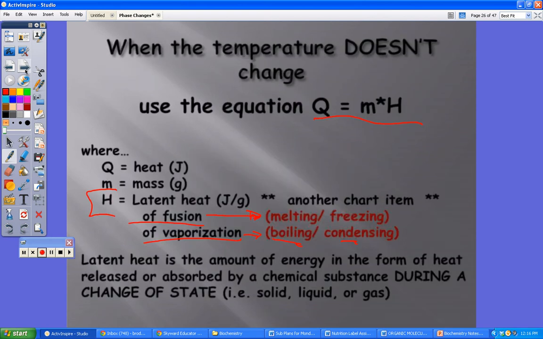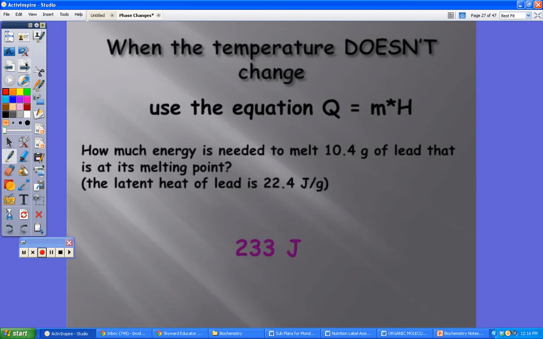So this H value depends on where you are on the graph. The mass is the same, the heat Q is the same as before. This is important because this equation is used when there's no temperature change, but when there's a state change. So for example, how much energy is needed to melt 4 grams of lead? That's melting point. So the 10.4 grams, of course, goes in for the M value. The latent heat value goes in for H. And solving for that, you get 233.